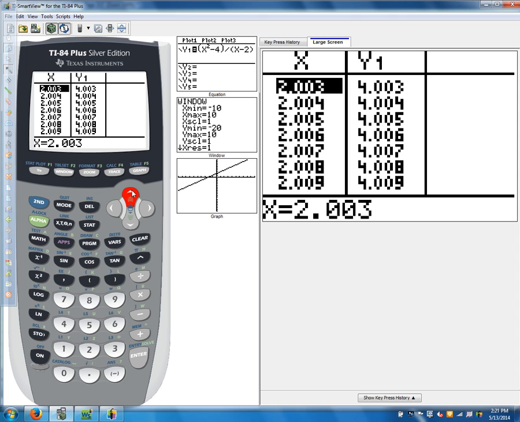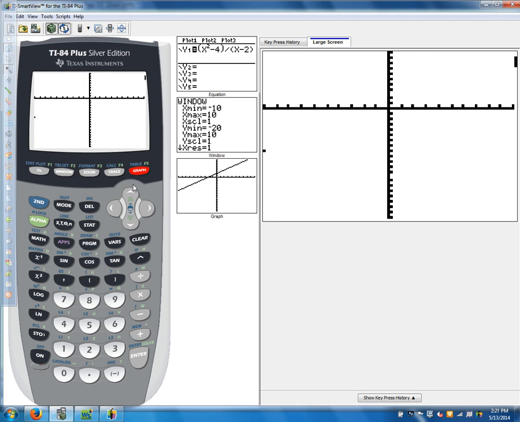So that's how you would set up your table, and we can see that we're getting closer and closer to 4. And this is what our graph looks like. If I go to my graph, it looks like a line. What the graph doesn't show us is that at x equals 2, we have a hole in the function. So our function is getting closer to 4, even though our function is not defined at x equals 2.